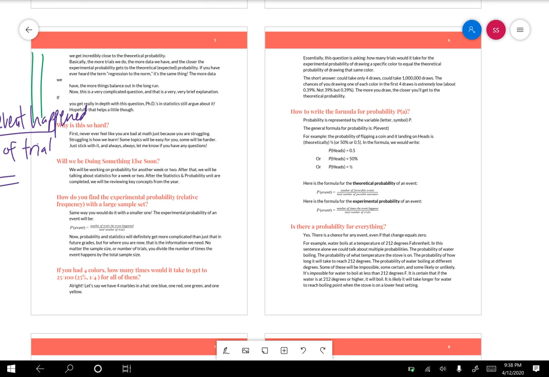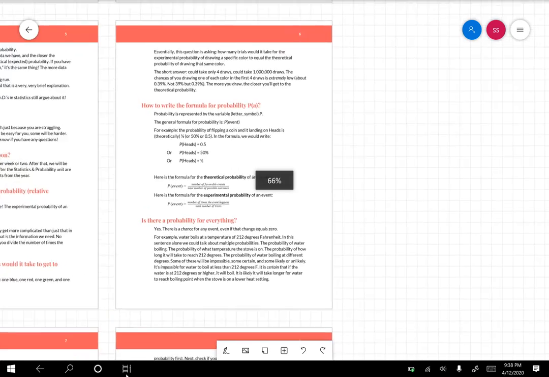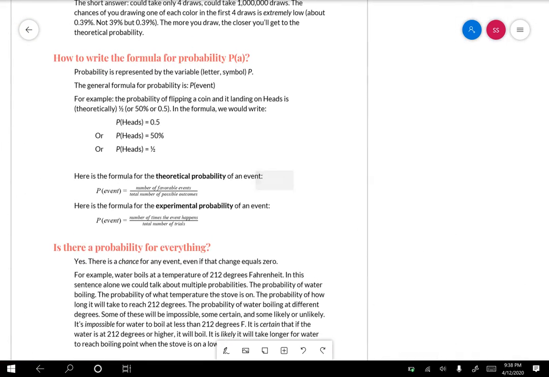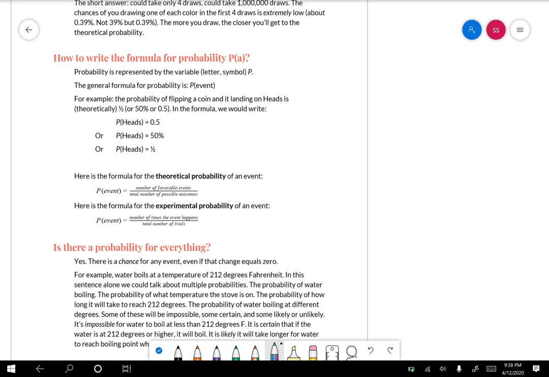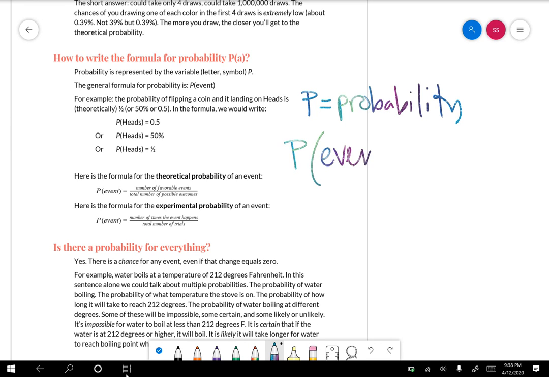All right, next one. How do you write the formula for probability? Good question. Probability will always be represented by the variable P. P equals probability. The general formula for probability is the probability of some event, in parentheses, whatever the event is. For example, if we're looking at flipping a coin and it landing on heads, we would write the probability of it landing on heads. So heads is our event.